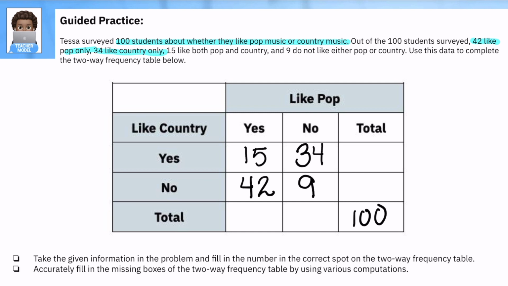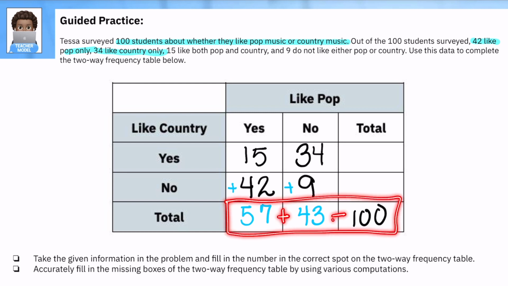So you can just figure out, I'm going to start adding vertically first since it's a little bit easier. And here you'll get 57 if you add them. And here you'll get 43 if you add them. And the good thing about this is you can check to see that these two together will also give you 100. So that's the first part. Adding, adding, and then adding horizontally.